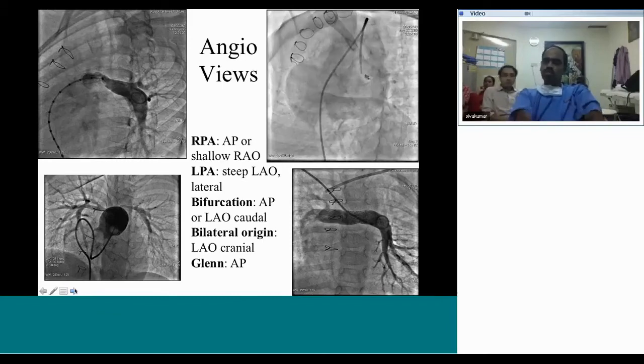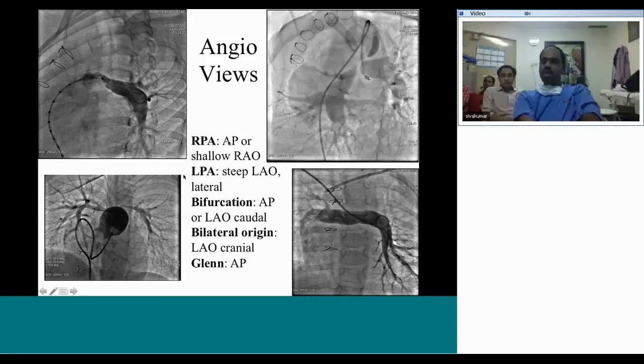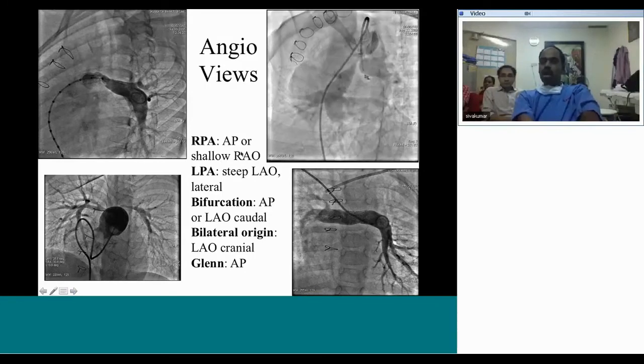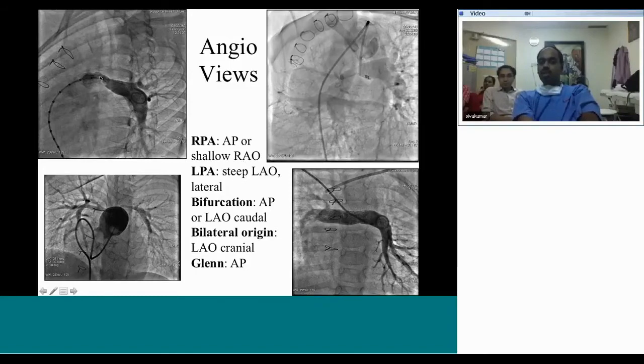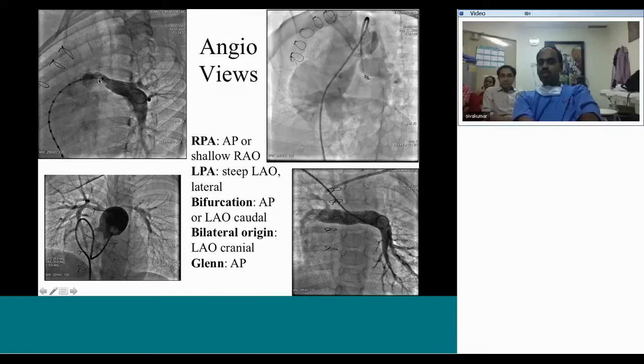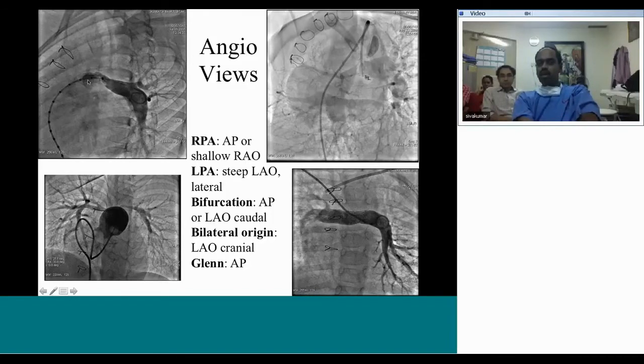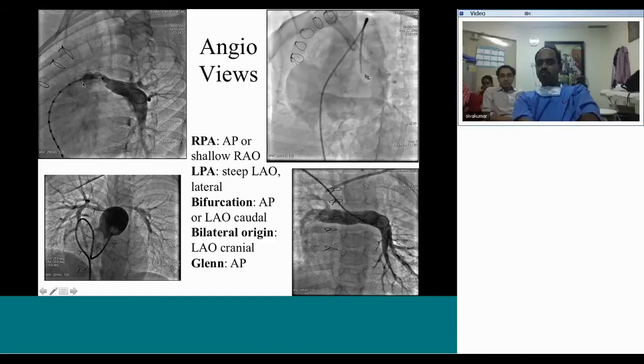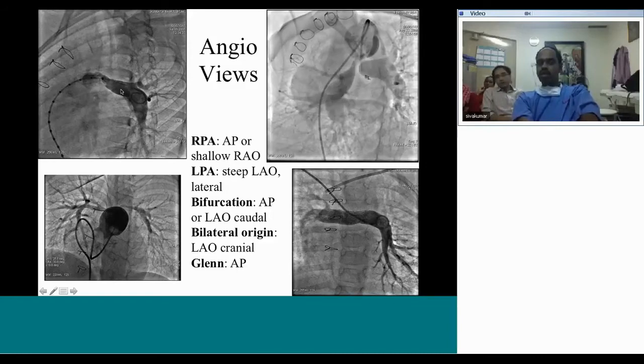What are the common angiographic views that you do for PA stenting? RPA is better seen in an AP projection or a shallow RAO projection. And LPA is seen in a steep LAO and lateral. This is an LPA angio, which is shown in a very steep LAO and lateral, because on an AP projection, the main pulmonary artery and the LPA will overlap. So you have to give a lot of LAO and lateral to get this LPA origin.